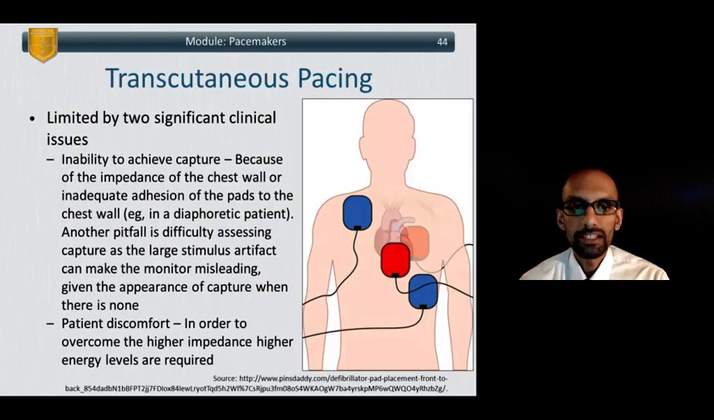Lastly, transcutaneous pacing. This can work in an emergency. It's not the most effective way to pace someone. There's a lot of issues. The inability to achieve capture is one because of the impedance of the chest wall or inadequate adhesion of the pads to the patient. Using paddles is far easier, but that's usually when you need to defibrillate or cardiovert. Usually don't keep them on just to pace someone. And patient discomfort is sort of significant here. In order to overcome the higher impedance, you need higher energy levels, which can make things uncomfortable for a patient.